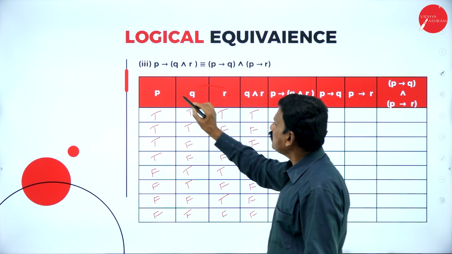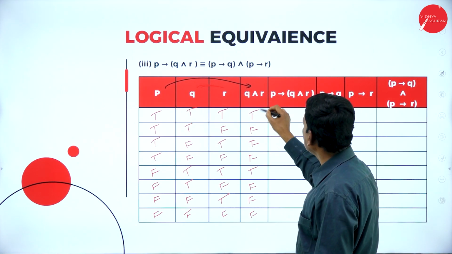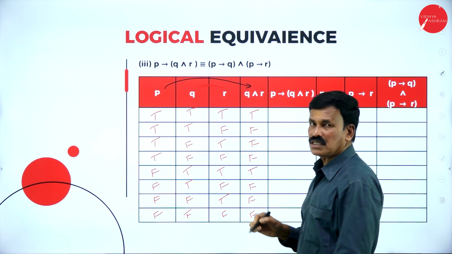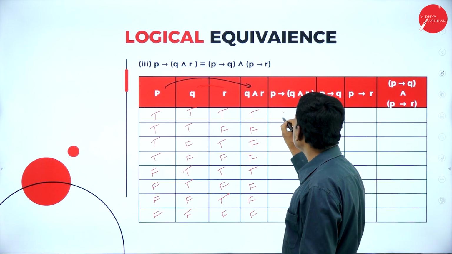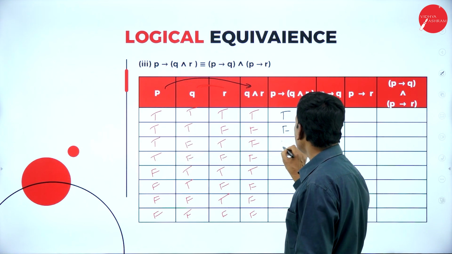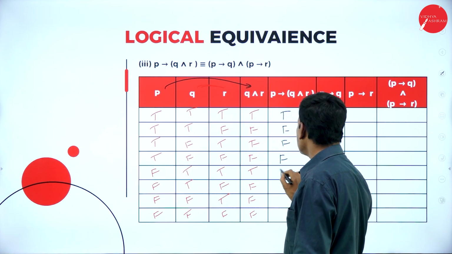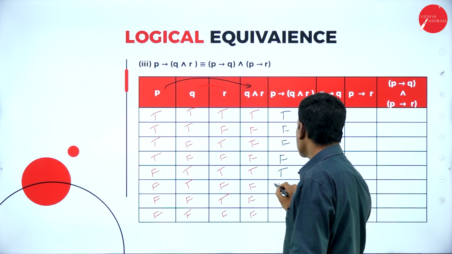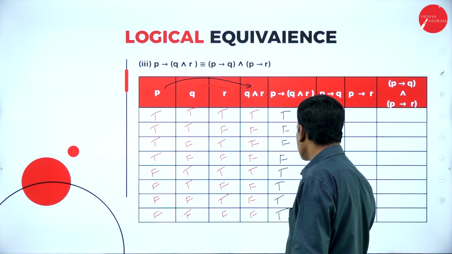Now, P conditional to Q conjunction R. For this, P and the conjunction column, conditional. So true and true is true, true and false is false, again true and false is false, true and false is false. Then false and true is true, false and false is also true, false and false is also true, false and false is also true.